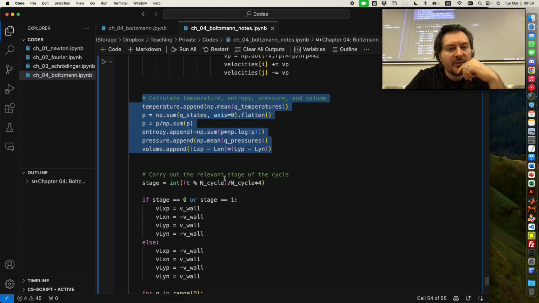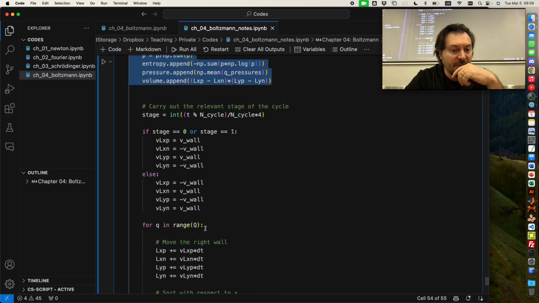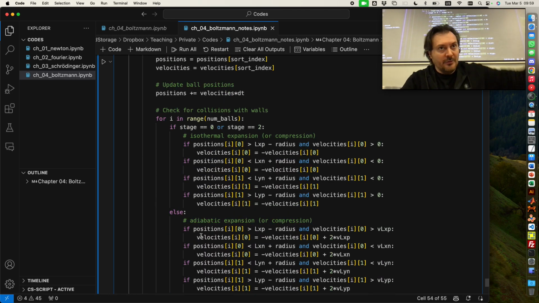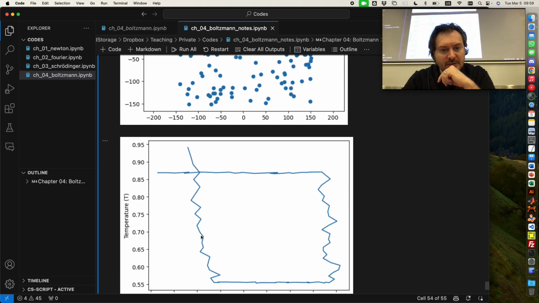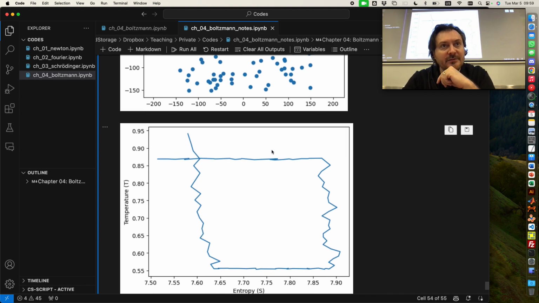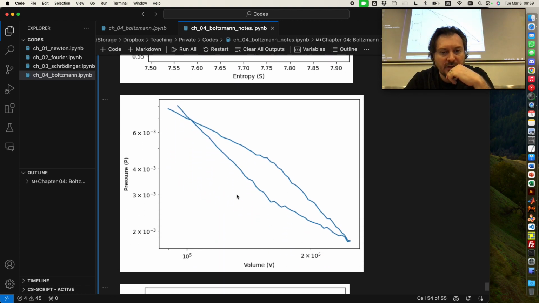Then I carry out the relevant stage of the cycle for another Q time steps. Then the whole thing repeats. So instead of getting all this jiggly stuff, I get less data, but it's less jiggly, hopefully. And you can see this is the TS diagram, which looks nice. This is the PV diagram, which looks nice.